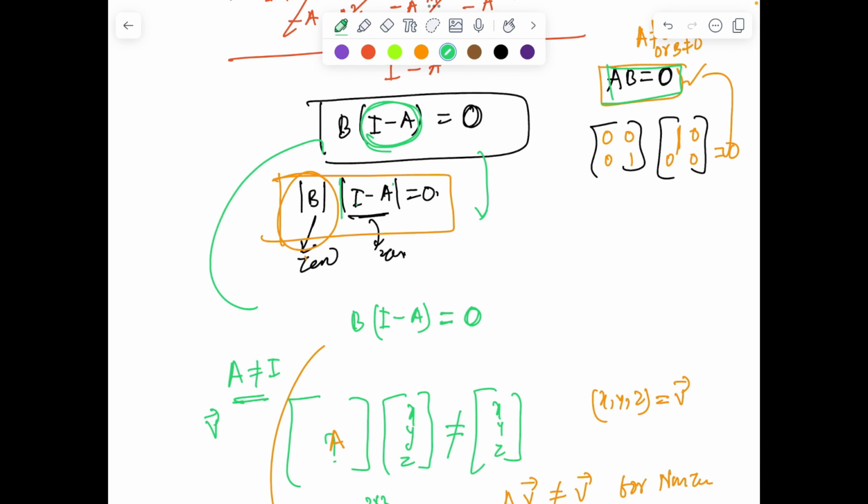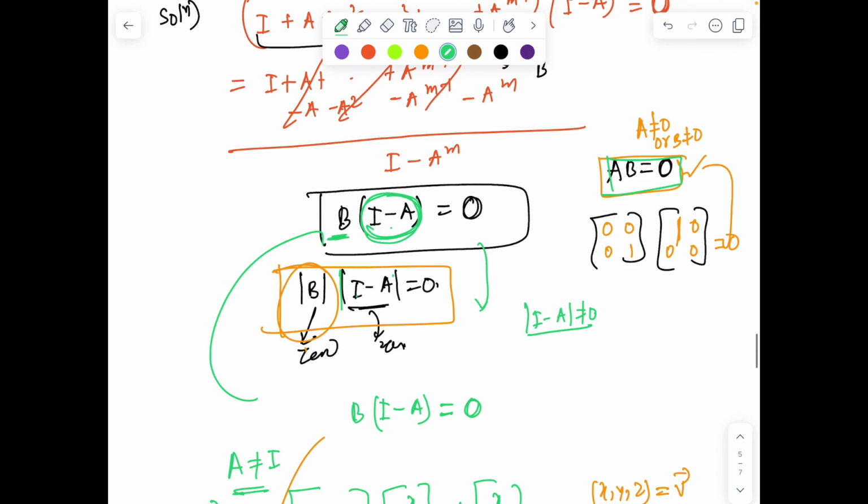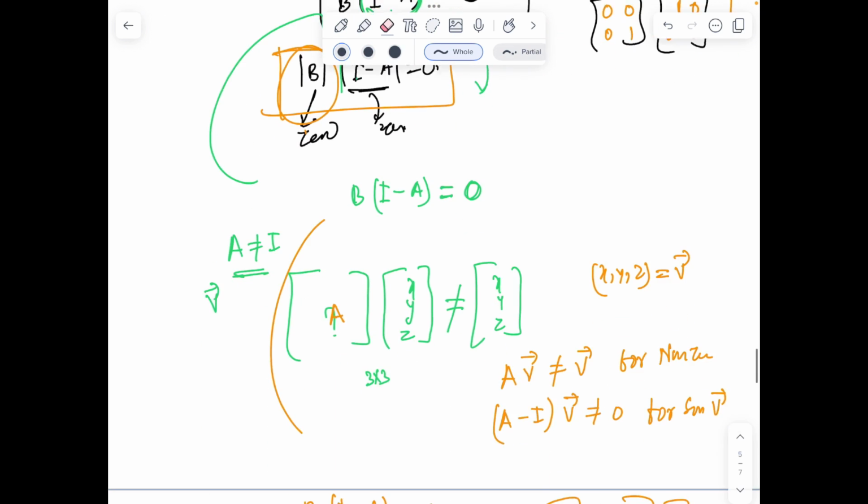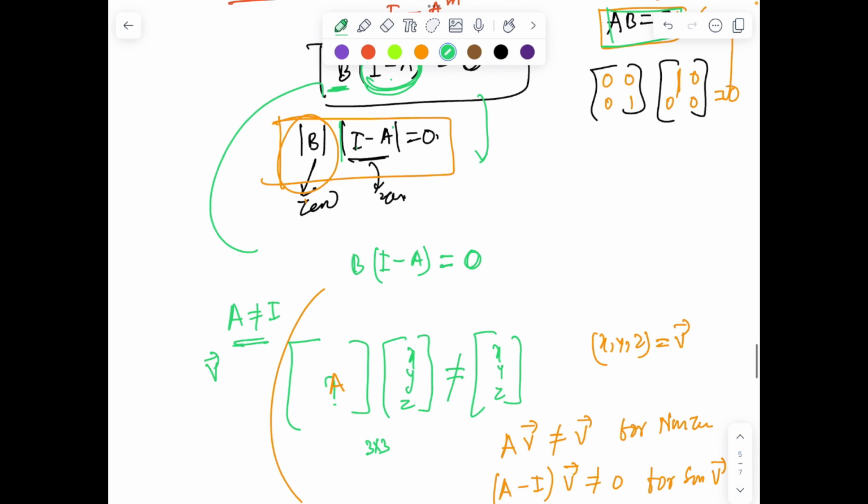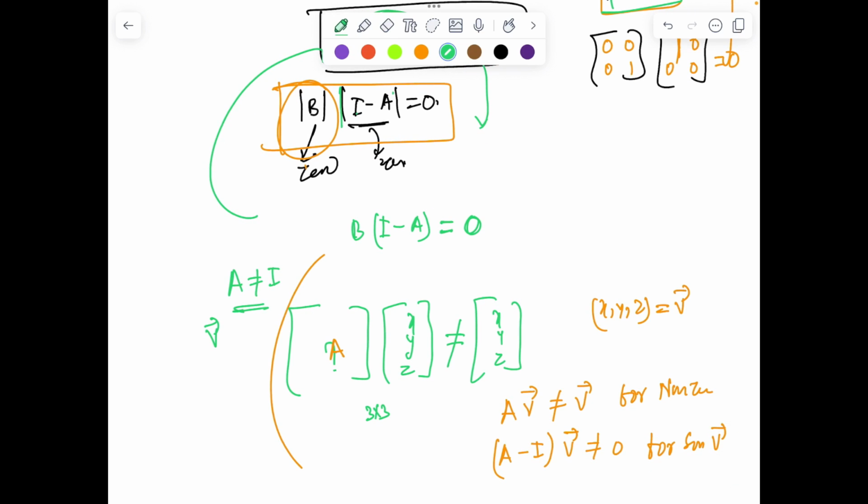Even if I minus A is a non-zero matrix, still I can't tell that the determinant of B has to die. That you can tell only if you are sure that I minus A is not 0. So that can be done in some other way, but here my line of thinking was to think of a vector.